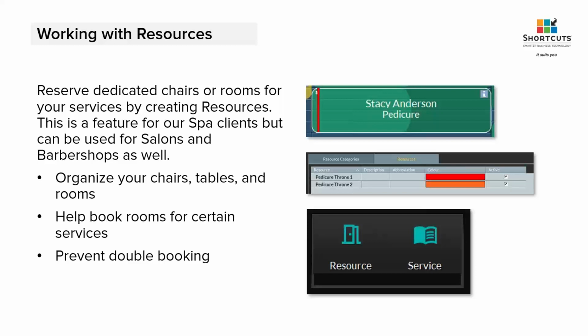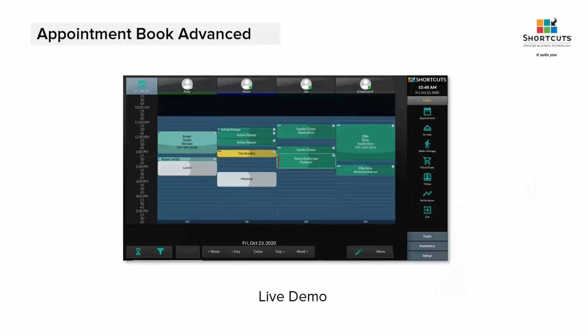And resources can be assigned services so that Shortcuts will actually help guide the staff and make sure the right service goes into the right location. And it will warn the staff, is this location available? Is it booked right now? Is there another resource available that you can use? So let's actually talk about it. How do you set that up?